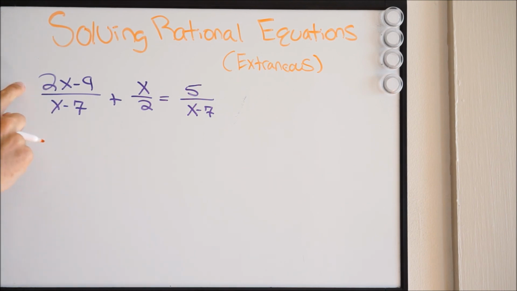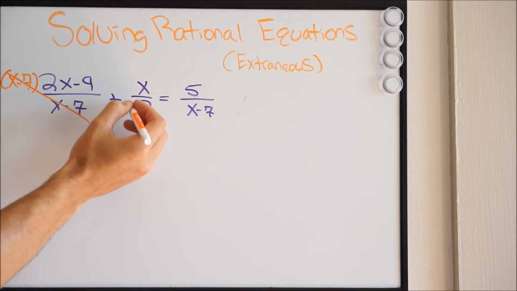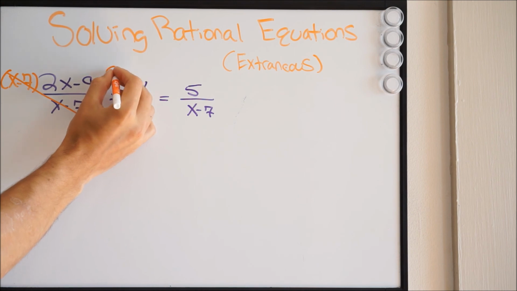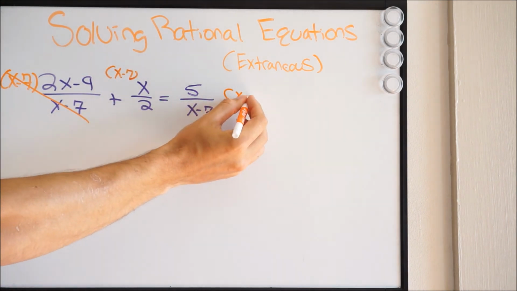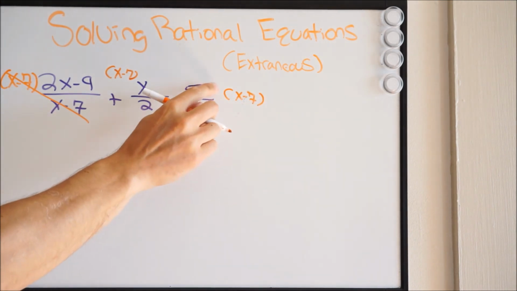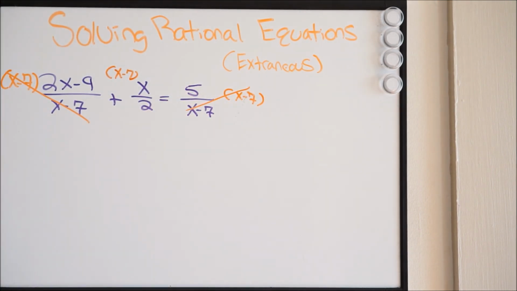So I'm just going to multiply everything by x minus 7, because I'm trying to get rid of that denominator. If I multiply x minus 7 here, this will cancel. But we have to balance out the equation, so we have to do it to all of our terms. So this will be multiplied by x minus 7, and this will be multiplied by x minus 7. But top and bottom, this will cancel.